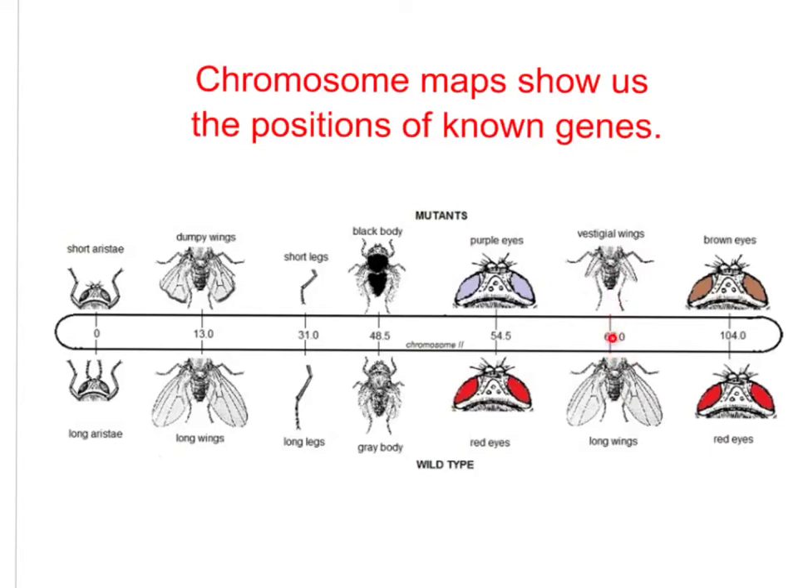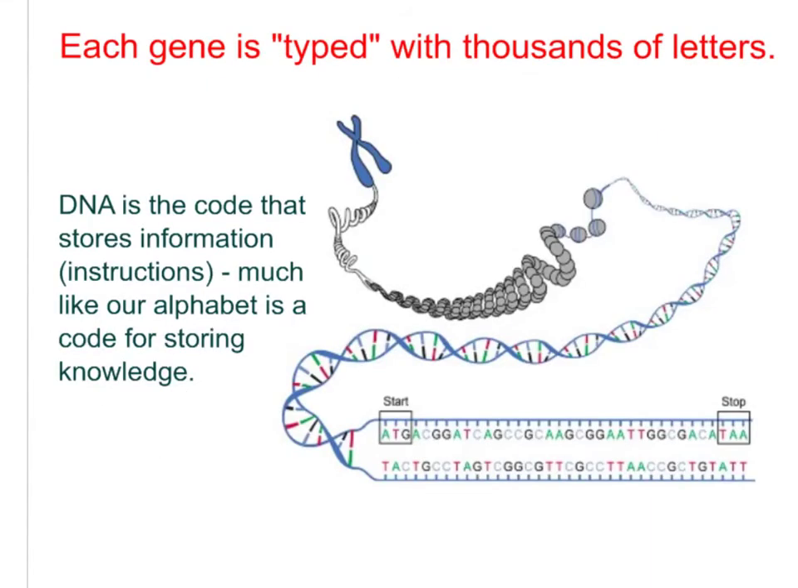Or legs, there's a different kind of leg. The trait for that is located at location 31. And some other traits as well. So we can make chromosome maps that show us the positions of different known genes.